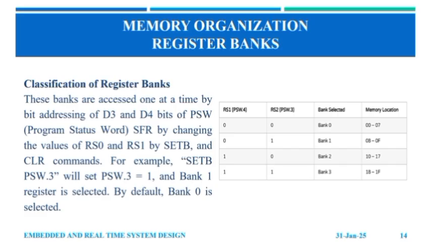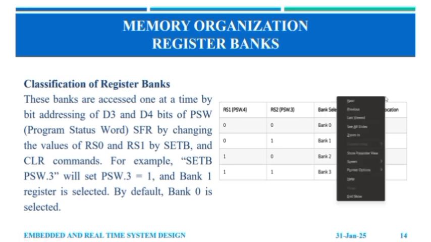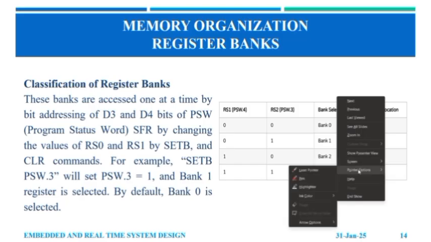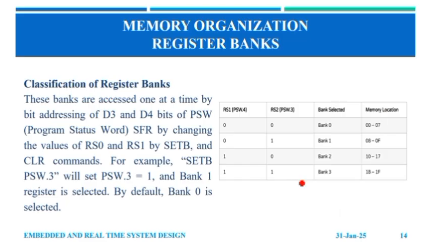And the classification, like I said, uses bit 3 and bit 4 of our PSW. So we have PSW.3 and PSW.4. We could give an example where we say SETB PSW.3. What that means is we have to set, or select, the bank. Normally the two bits are set as 0, which means we are selecting bank 0.